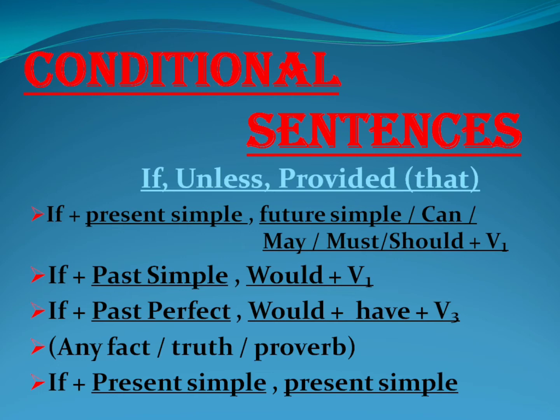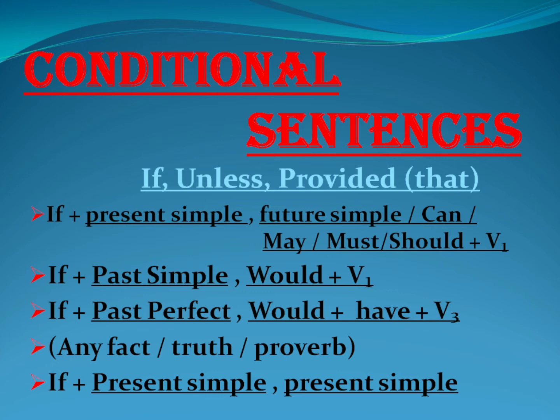I think you have understood it. Once again I am repeating. If you see the present simple tense there in the if clause, then in the main clause you will generally use future simple tense, means will shall plus v1. But sometimes instead of using will shall, we will have to use can, may, must, should, any one of these modals along with the v1.